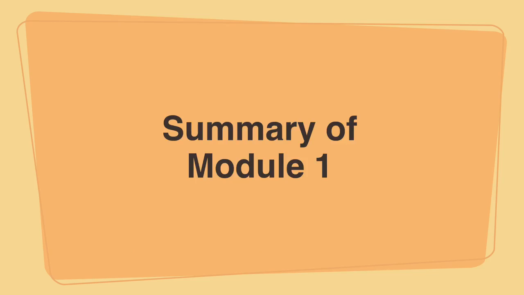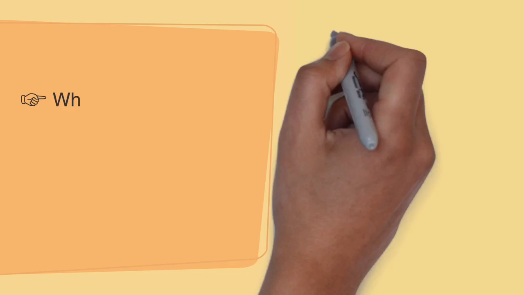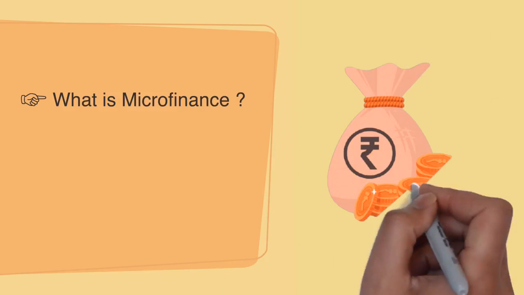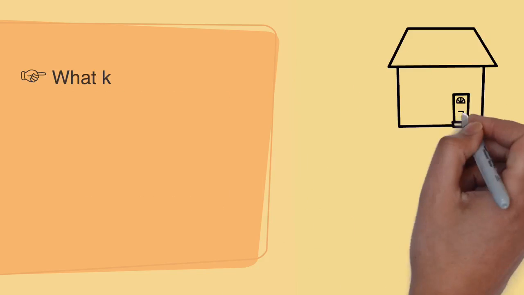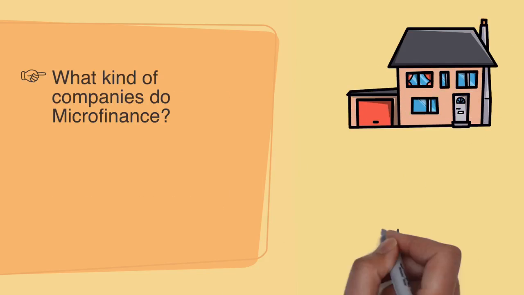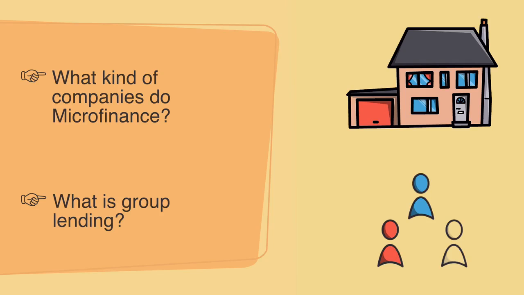Let's come to the summary and conclusion. This finishes Module 1 of our course in Microfinance. In this module, we learnt what is microfinance, why is it important, what kind of companies do microfinance, and what is group lending. In the next module, we will learn some basics of banking in India.